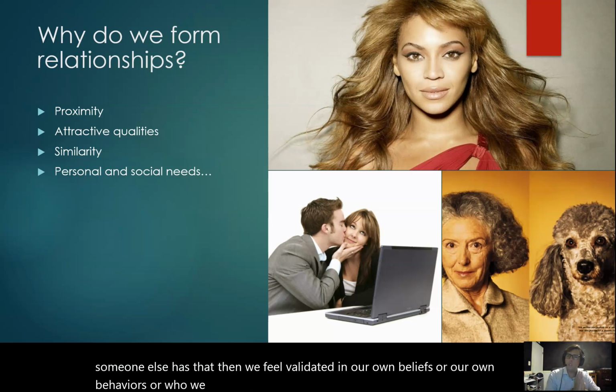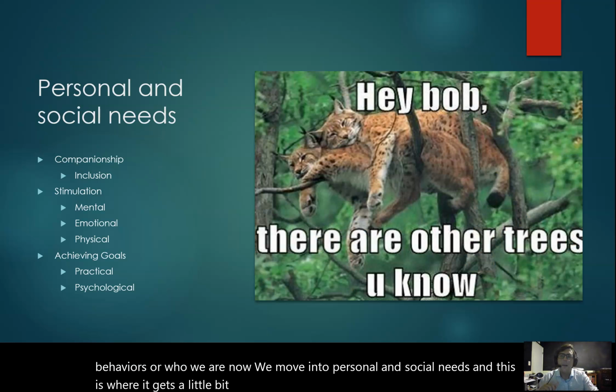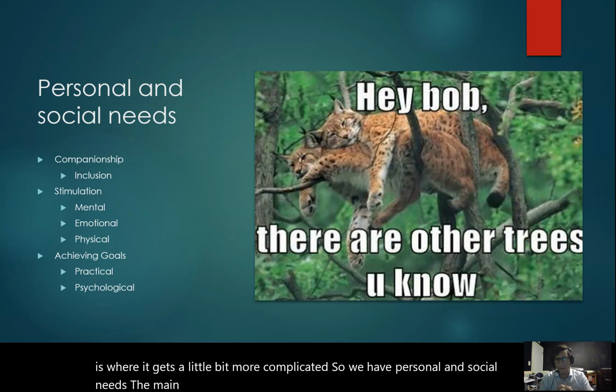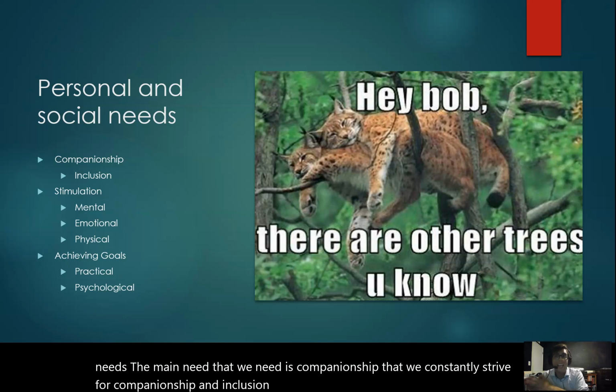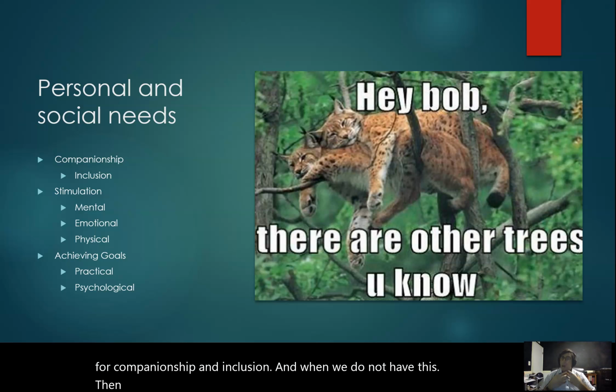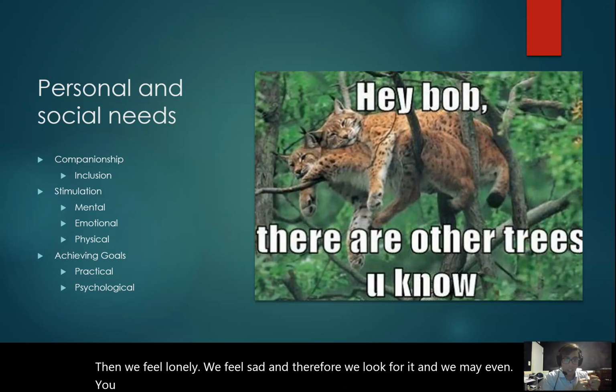Now we move into personal and social needs, and this is where it gets a little bit more complicated. So we have personal and social needs. The main need is companionship; we constantly strive for companionship and inclusion. And when we do not have this, we feel lonely, we feel sad, and therefore we look for it. And we may even just cling on to one just for a relationship, just for the need for inclusion.